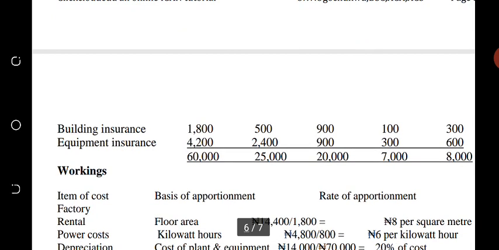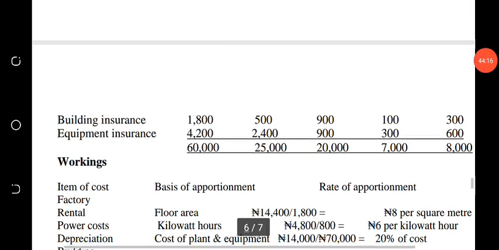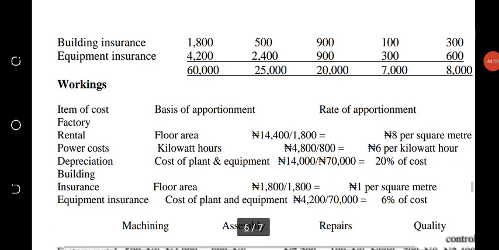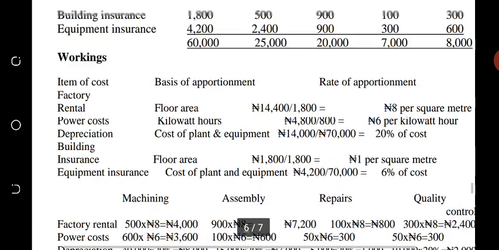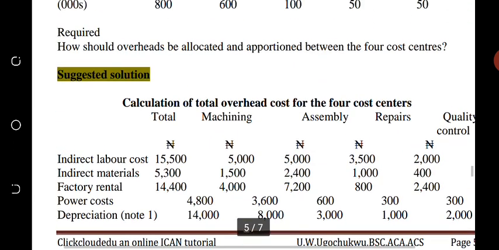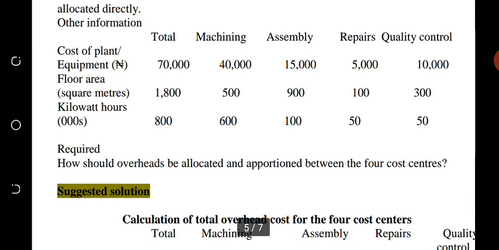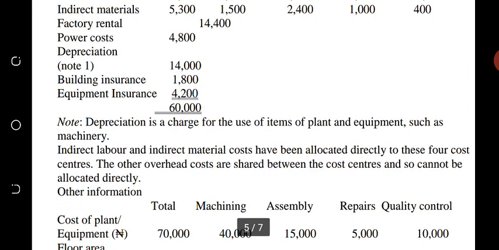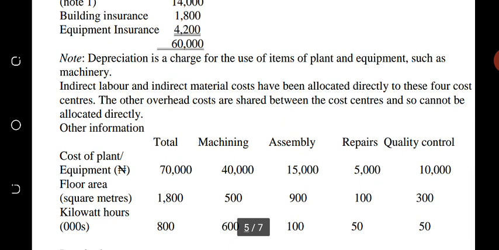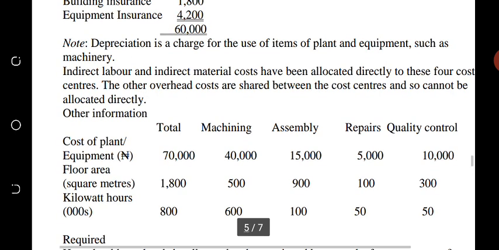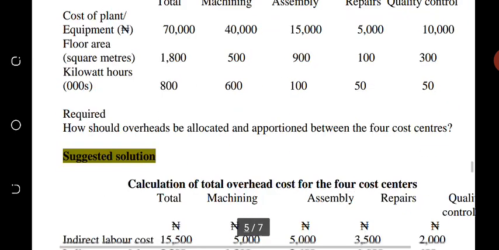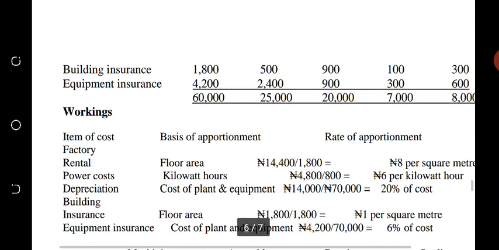Now, building insurance. Building insurance also follows the square meter. The total square meter is 1,800, and the cost of the building insurance is 1,800. So when you divide it by 1,800, we have 1 naira per square meter.